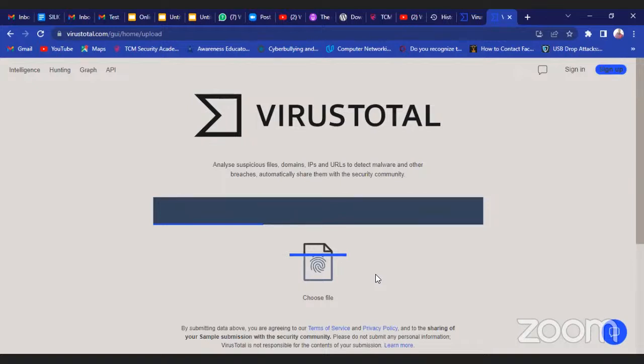Please take it down or remove it from your machine. So this is how VirusTotal works. So it's a file, it's a document, anything, you upload it.